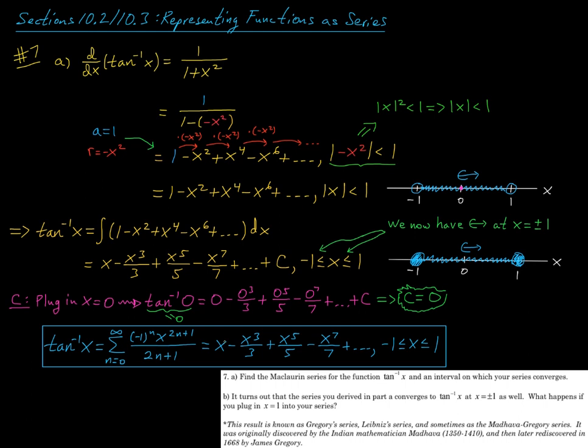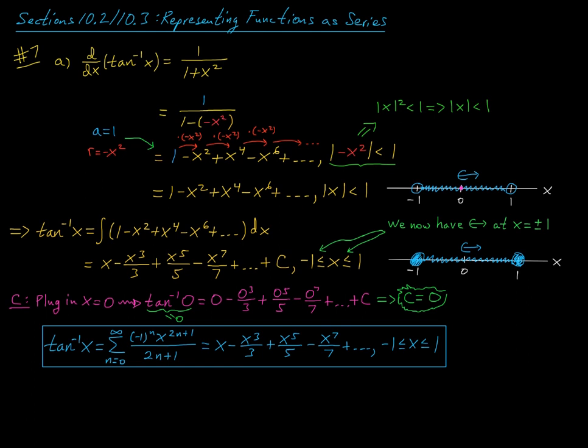All right, now for part B, it says, it turns out that the series you derived in part A converges to the arctangent of x at x equals plus or minus 1 as well. That's what we're saying up here. What happens if you plug in x equals 1 into your series? And then down below, I make this little footnote. Just says a bit about the history of the result we're about to write down.